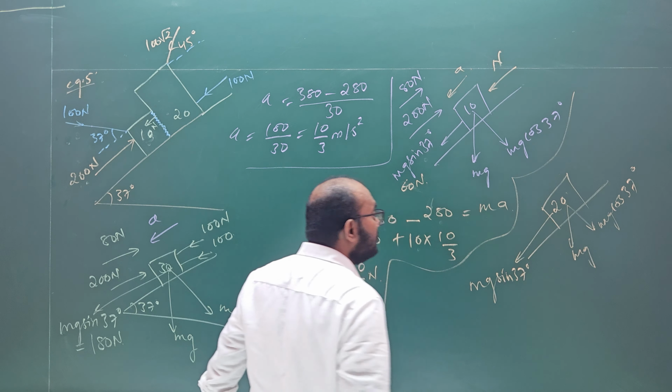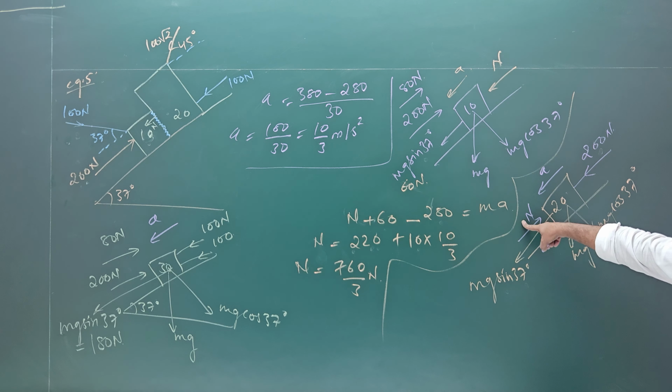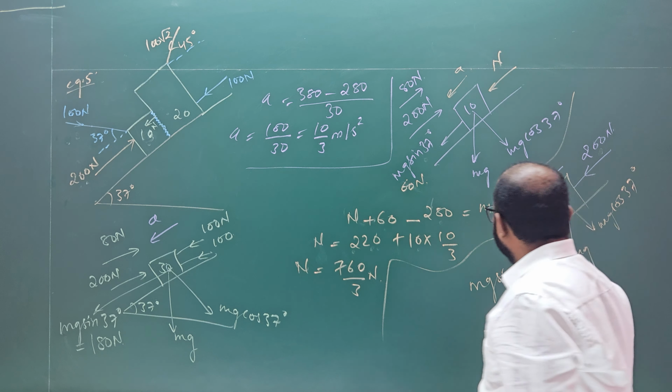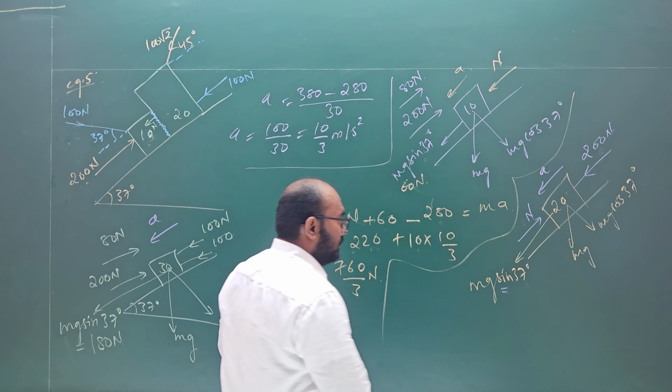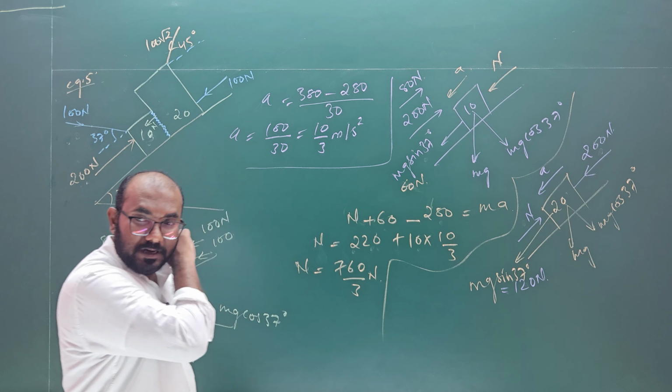Now acceleration is in this direction. Yes or no? Acceleration is in this direction. That means can I say the 200 value is greater than this? 200 plus mg sin 37 is greater than the normal. So what is the value of that one? 120. So this is 120 Newton.